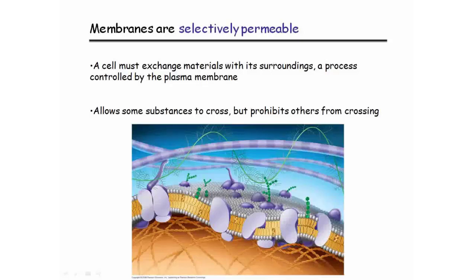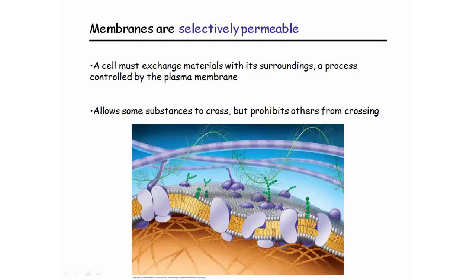A cell is an enclosed environment, and that cell has to exchange materials with its surroundings pretty much constantly. Since the plasma membrane is the outer covering of the cell, the plasma membrane is going to be responsible for that exchange. Now, oftentimes, membranes are called semi-permeable.